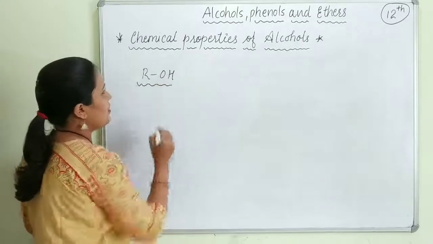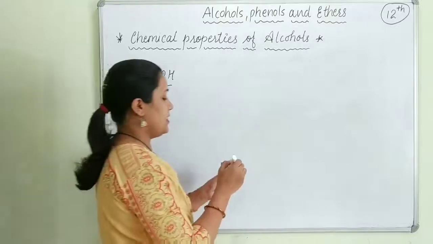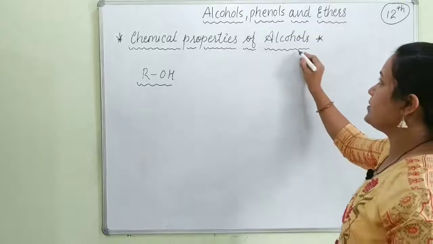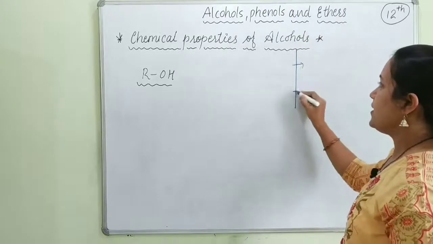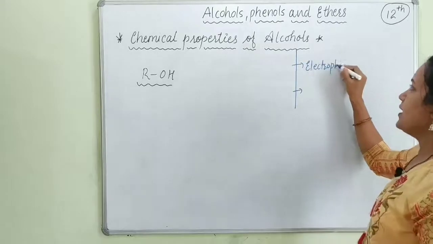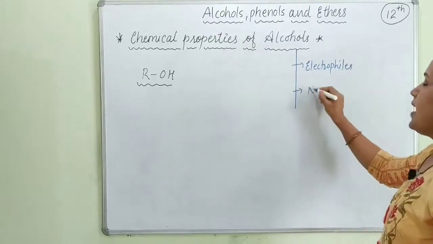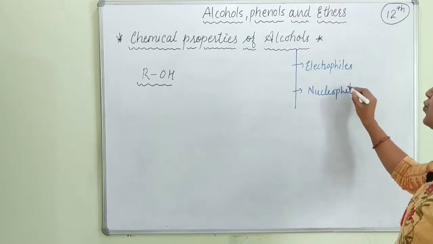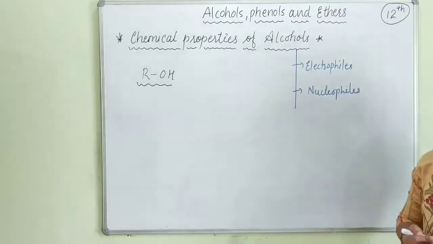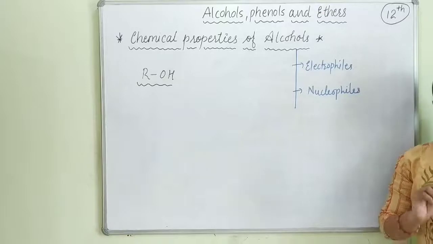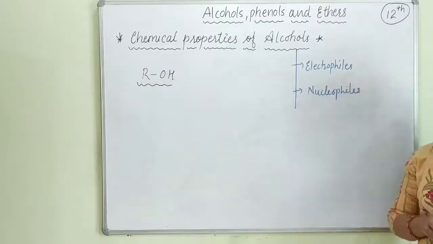Now in this alcohol's formula we can see that alcohols can act as electrophiles as well as nucleophiles. So what I am saying is that alcohol can act as electrophiles as well as nucleophiles. Let's understand the meaning of these two words first. Already it is there in your class 11th chapter, Basic Concepts of Organic Chemistry. So in that chapter we studied the meaning of these two words.